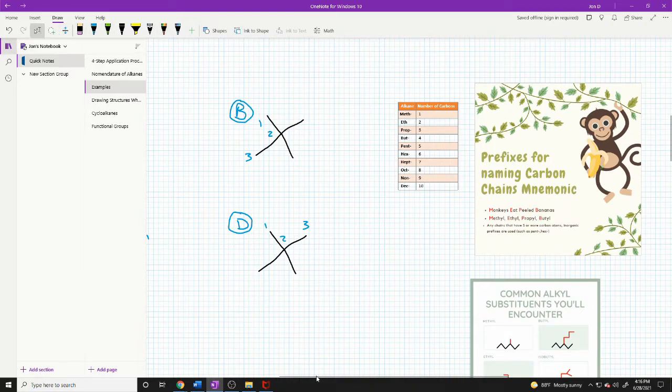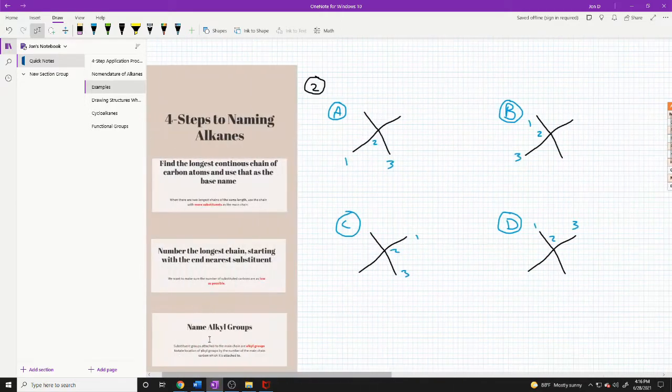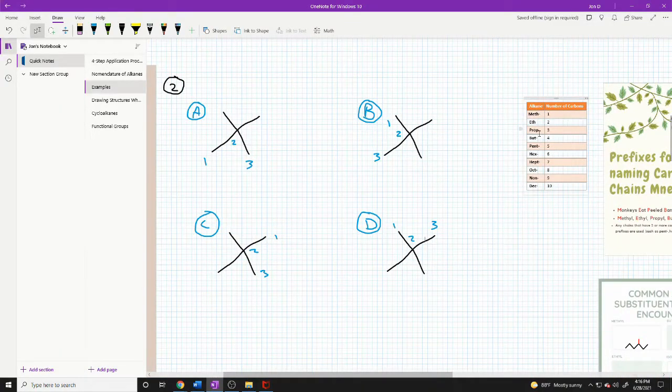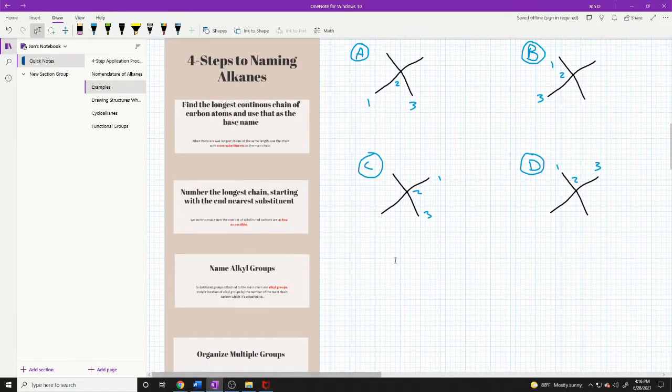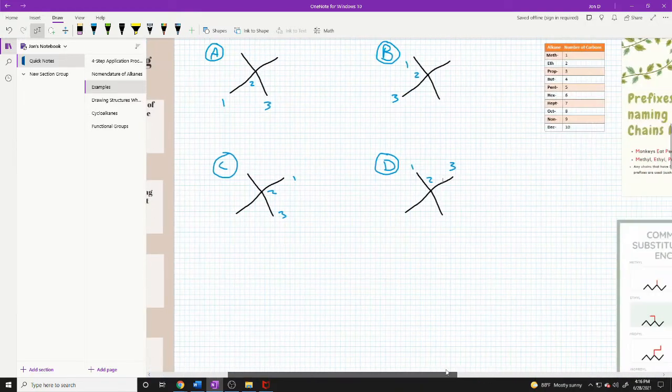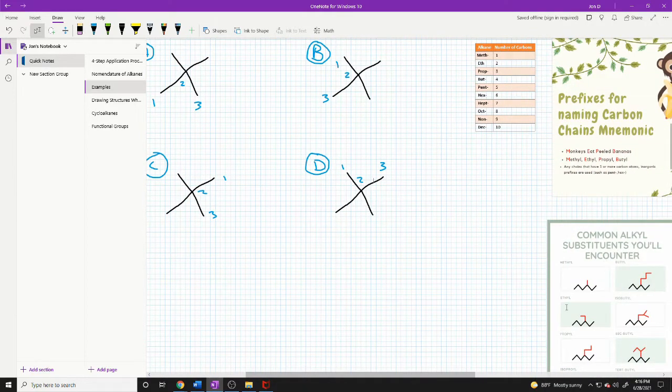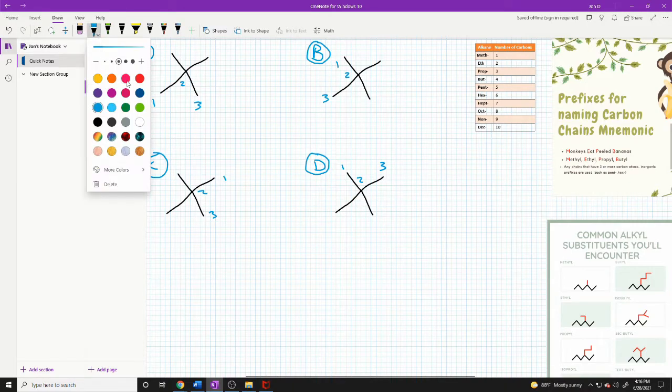So we have moved on to step 2, and step 2 says to number the longest chain, which we have already done. We've known that it is 3, and again, the prefix for 3 is prop, so it would be propane since we're dealing with an alkane. So the next step is to name the alkyl groups, and if we move again to the screen on the right, the substituent that we have is a methyl. I'll circle these in red.